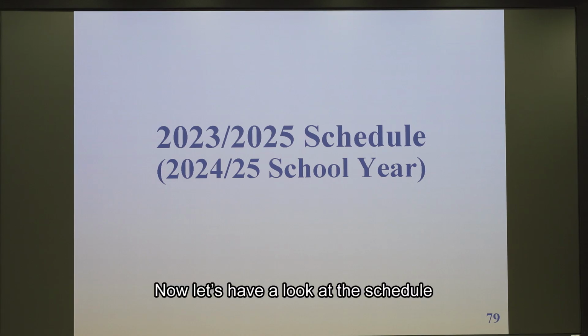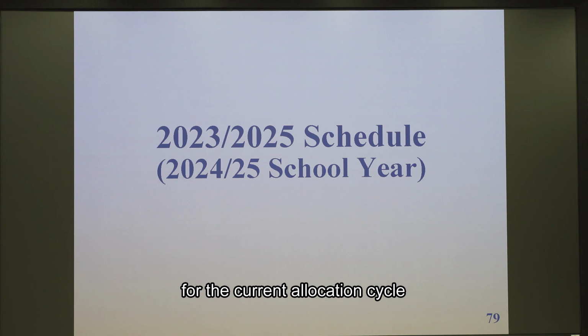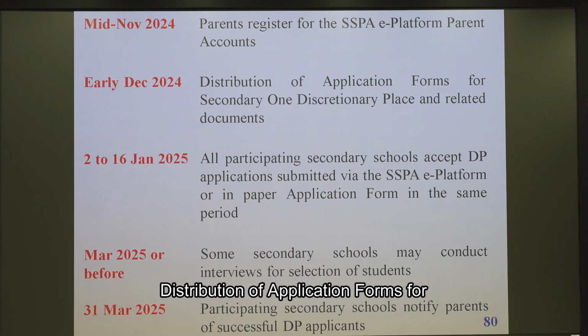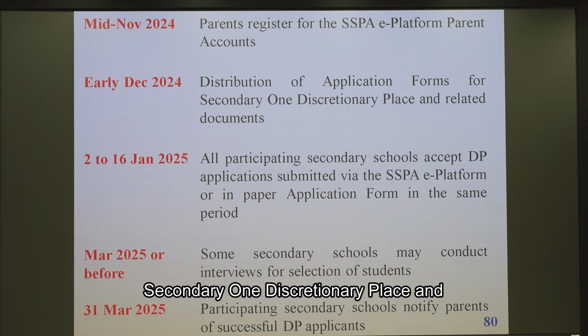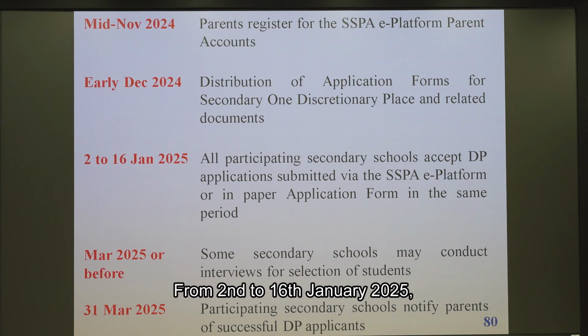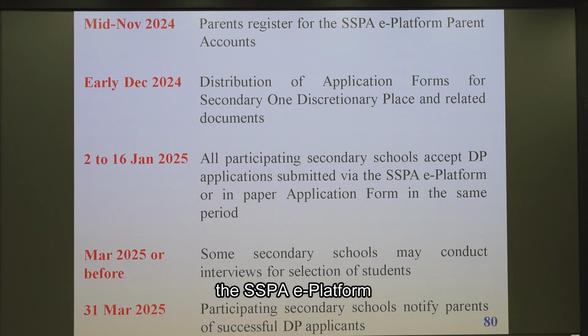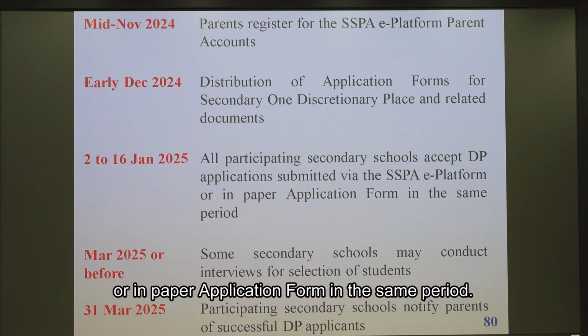Now let's have a look at the schedule for the current allocation cycle to note some important days. In mid-November 2024, parents register for the SSPA e-platform parent accounts. In early December 2024, distribution of application forms for Secondary 1 discretionary places and related documents. From the 2nd to the 16th of January 2025, all participating secondary schools accept DP applications submitted via the SSPA e-platform or in paper application form in the same period.